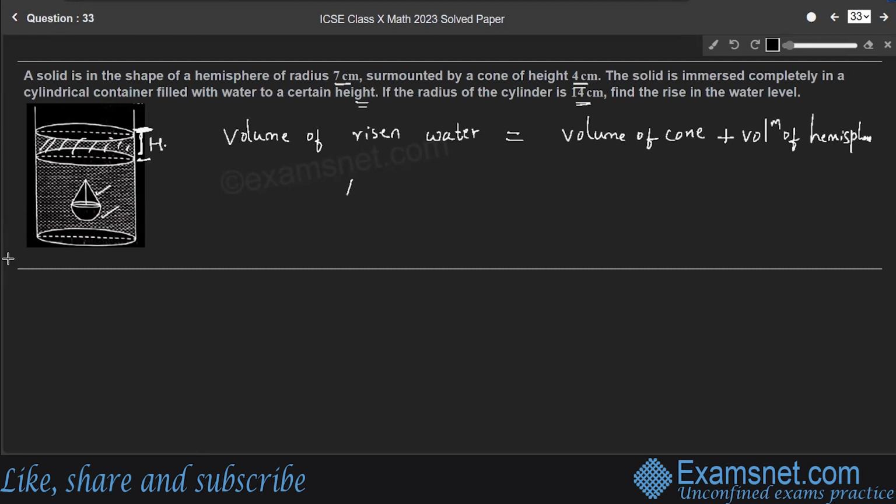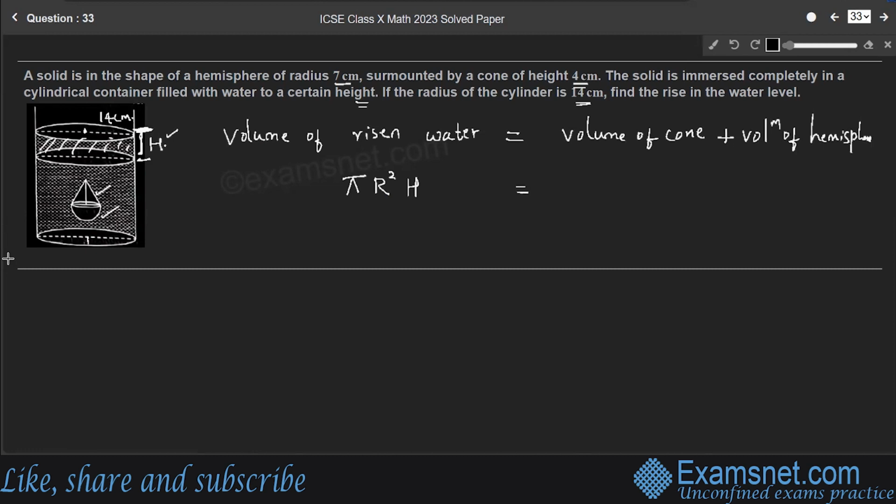It is nothing but pi into, so radius of the cylinder is given. So pi r square h. So the formula says r is the radius of the cylinder, which is constant, whether it is base or top, right? So the radius of the cylinder is 14 centimeter. And the height of the risen part is what we need to calculate, right? Pi r square h is equal to the volume of the cone.